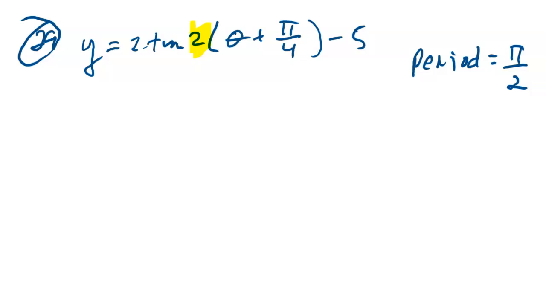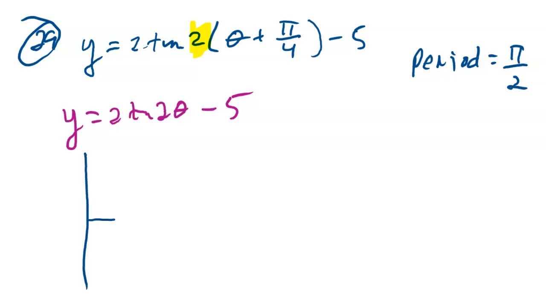I think I'm going to do the same with the last one. So I'm going to say y is equal to 2 tangent 2 theta minus 5. We're going to graph that, and then we're going to phase shift. It's just debating on what's easier.